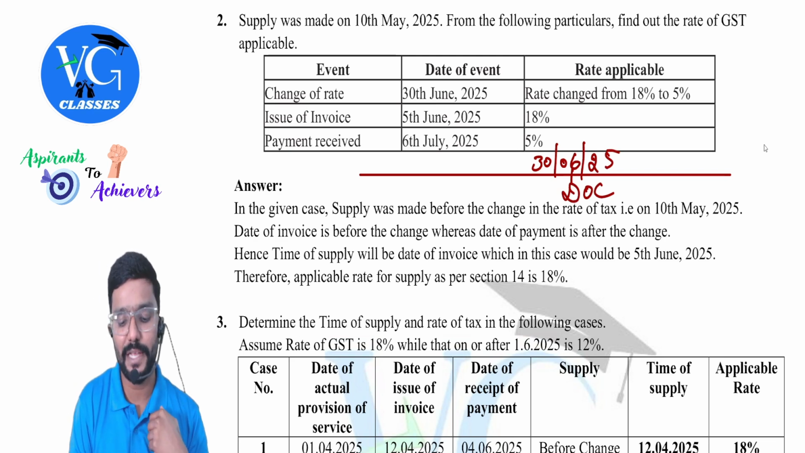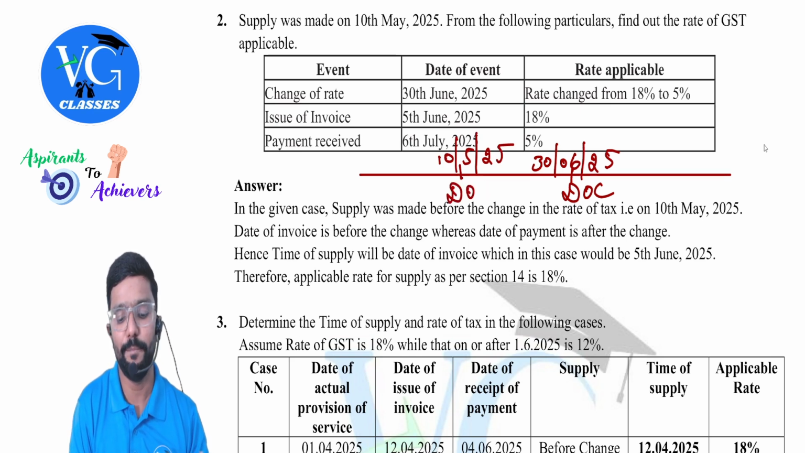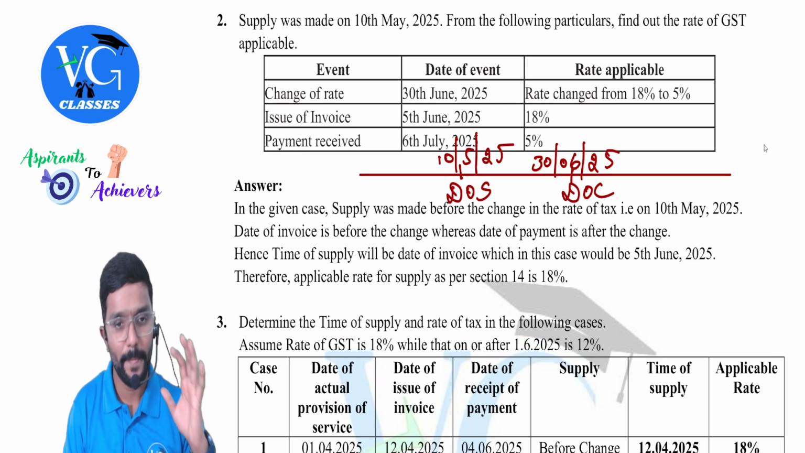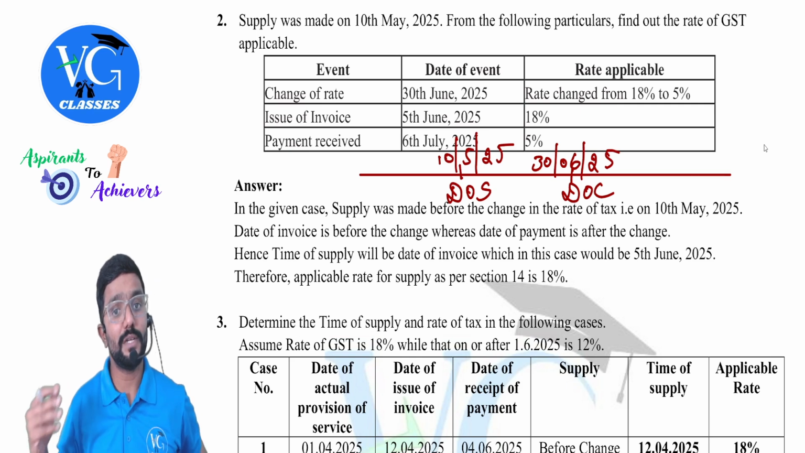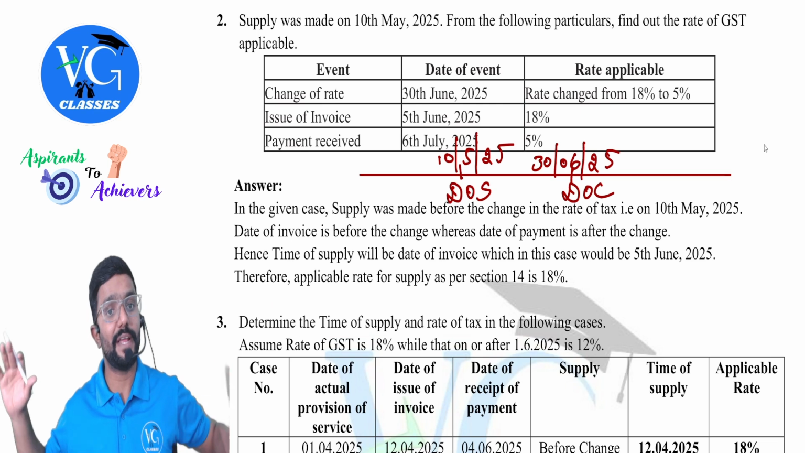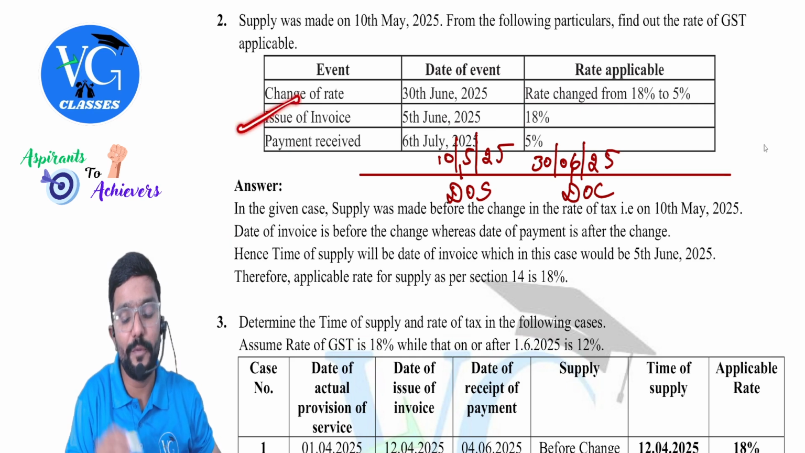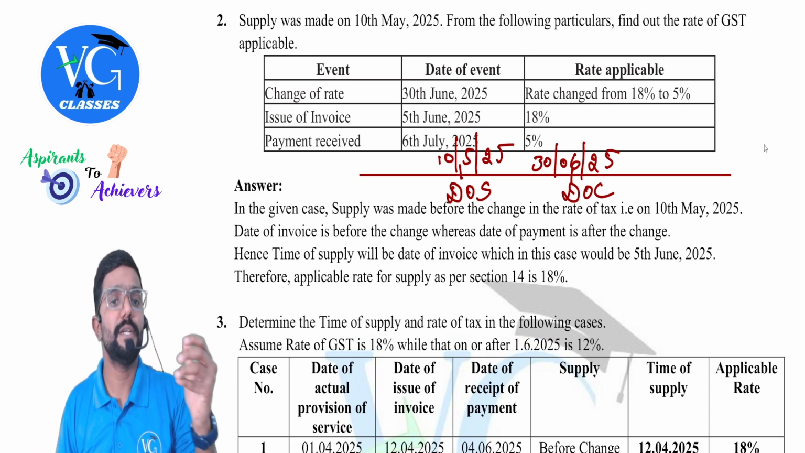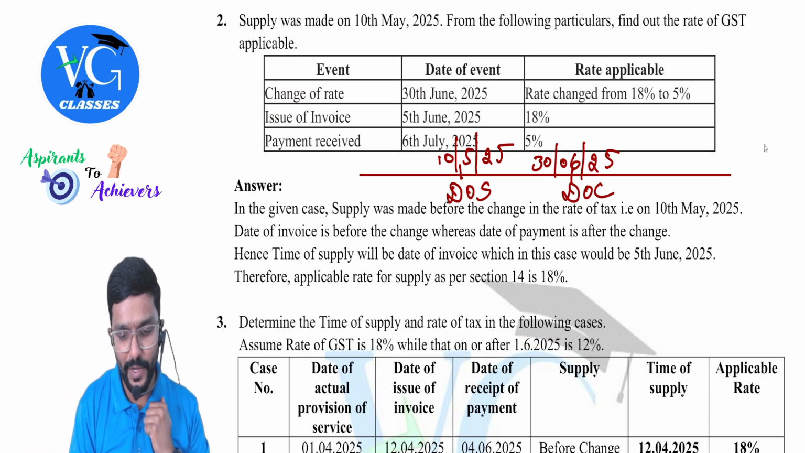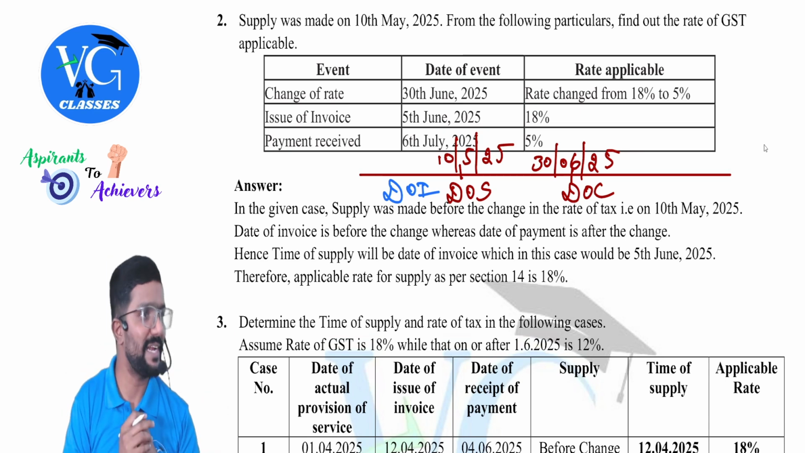But when did supply take place? On 10th May 25. Date of supply. Before or after? Before. Issue of invoice 5th June 2025 and payment received on 6th July 2025. Guys, please be careful. Now supply has happened before and invoice is also before, you can observe. Whereas payment is after. So date of invoice is on the supply side. I'm just writing it here to denote that it is on the supply side.